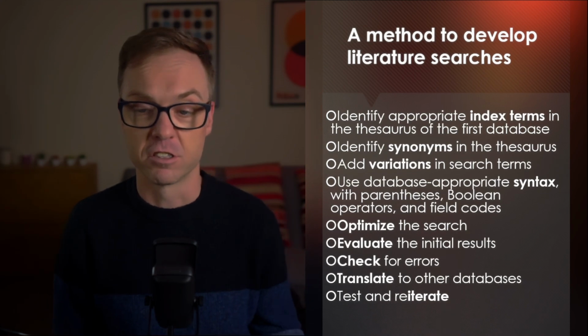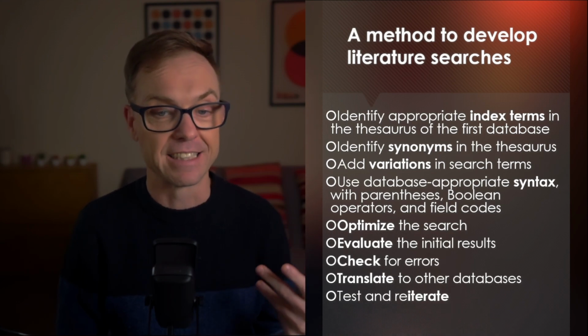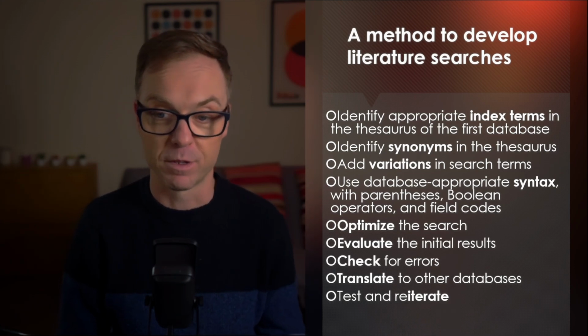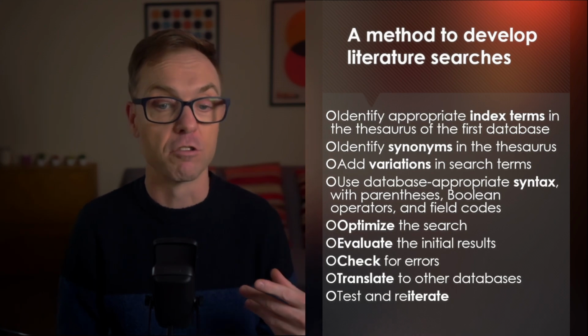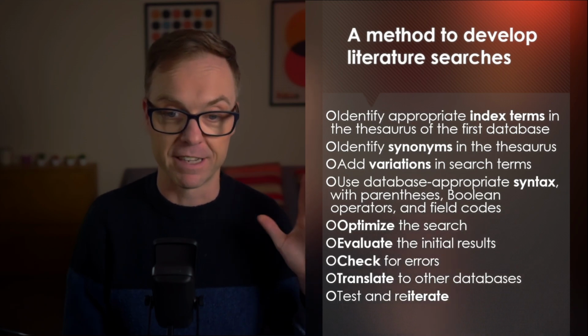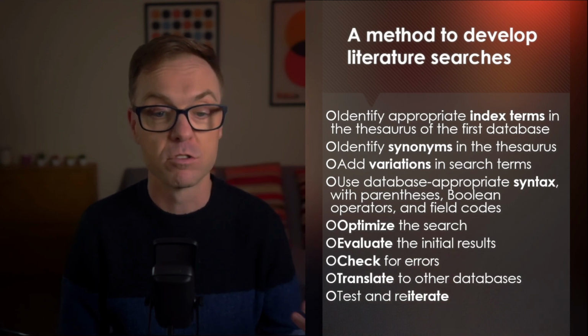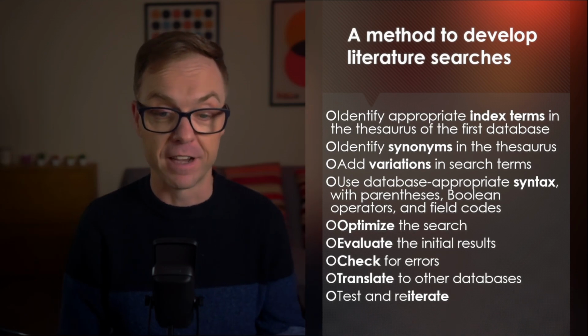Subsequently, you should use the thesaurus in the first database that you've chosen and identify index terms in there, and then use the thesaurus to identify synonyms, add in variations of those search terms, and then use a database appropriate syntax with parentheses and Boolean operators and field codes to generate the search. You need then to go through that search and optimize it and evaluate the initial results, check the results for errors, and then translate to other databases. And when you've got those results, then you look within those results for the papers that would answer the question. And if you found those, that's fine. And if you haven't, you iterate the results.